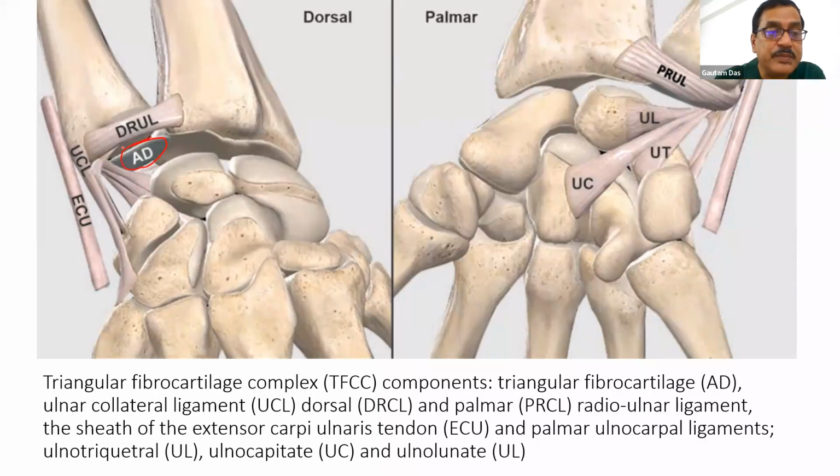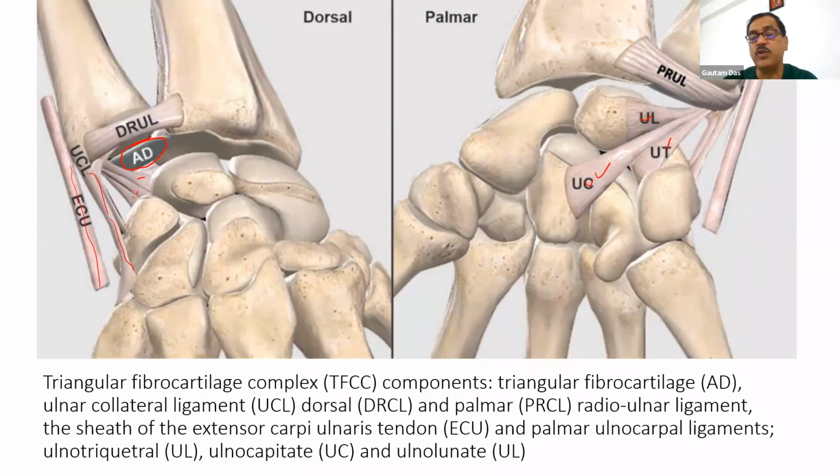Apart from that, there is the ulnar collateral ligament, and the extensor carpi ulnaris tendon. Then three ligaments: the lunotriquetral, ulnolunate, and ulnotriquetral, these three ligaments here. And apart from that, the dorsal and the volar distal radioulnar ligaments. So all these together make up the triangular fibrocartilaginous complex.